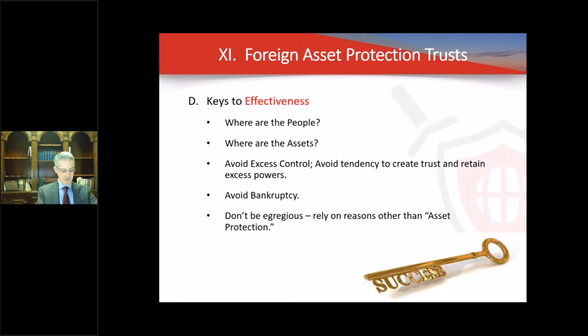And to wrap up, I think we're about there. The keys to the effectiveness. Let's create a link between the entity and the people involved and the assets involved. Let's create a substantive nexus of these things to the trust or to the LLC. Avoid the ability to use it as a personal piggy bank.